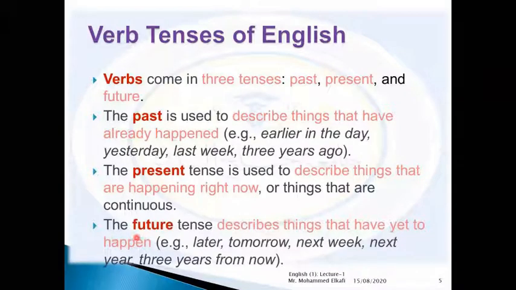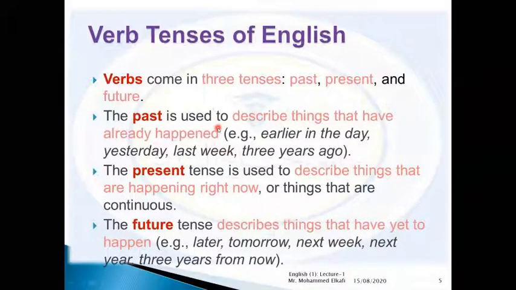The future tense describes things that have yet to happen. For example, later, tomorrow, next week, next year, 3 years from now. So we think of them as forms of the future tense.